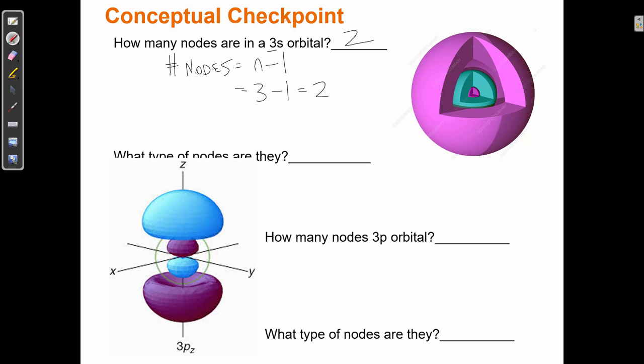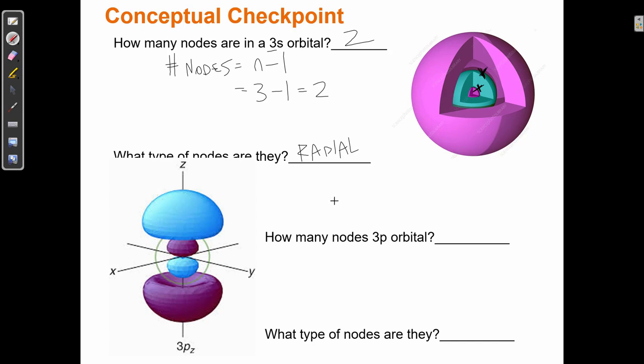Here's a 3s orbital. Well, here's a node. It goes from purple to blue right here. It changes colors. And then it goes from blue to purple right here. So it changes colors twice. Those are the two nodes. 1, 2. What type of nodes are they? These are called radial nodes. A radial node is one that looks like a circle. So you can see this is like the shell of an onion.